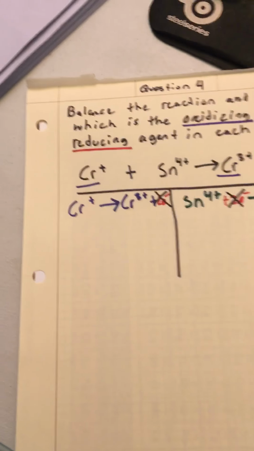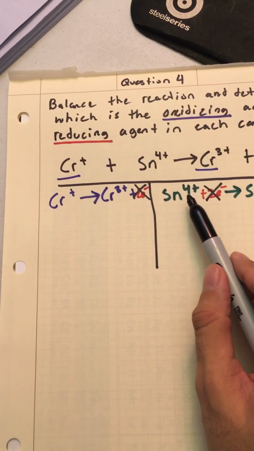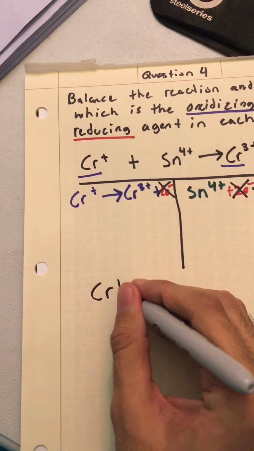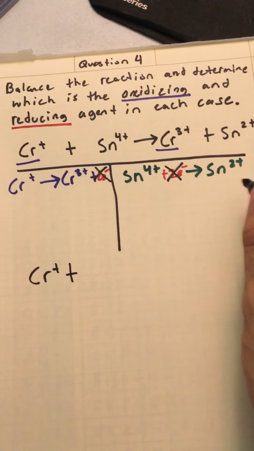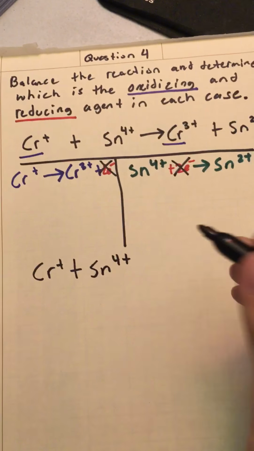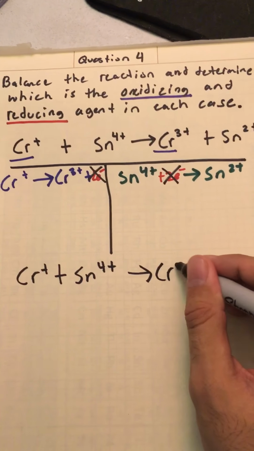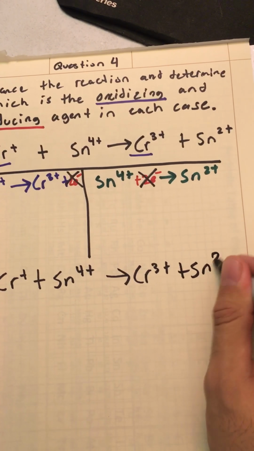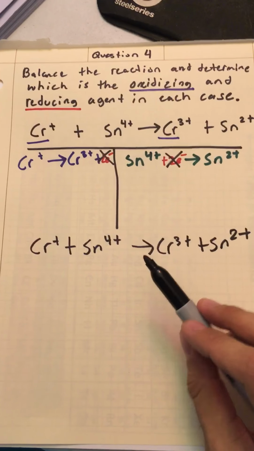Then we take from both equations, we combine them by taking everything from the left side, Cr⁺ plus Sn⁴⁺ gives Cr³⁺ plus Sn²⁺. And would you look at that? The equation was already balanced.